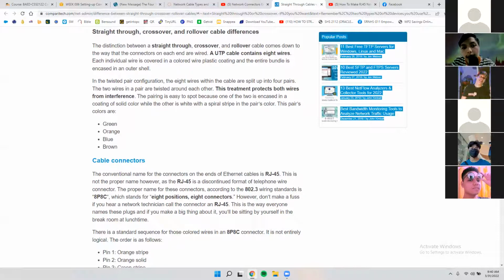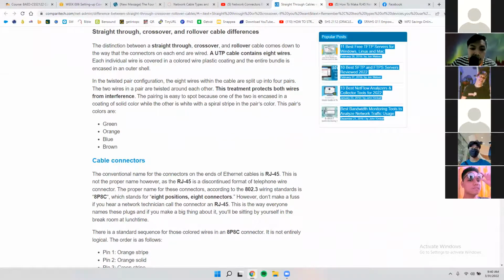Okay? So UTP contains 8 wires. So each individual wire is covered by a colored plastic coating. Okay? And of course, this treatment is to protect wires from interference. That's the purpose of the insulators, yung plastic doon, on each wire. Okay? So then yung UTP, they are 4 colors talaga. So, 4 solid colors and 4 striped colors. But basically, they are green, blue, orange, and brown. The rest is green-white, orange-white, blue-white, brown-white.